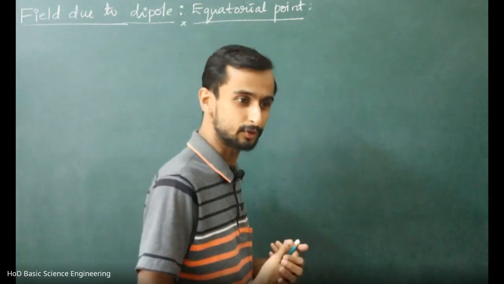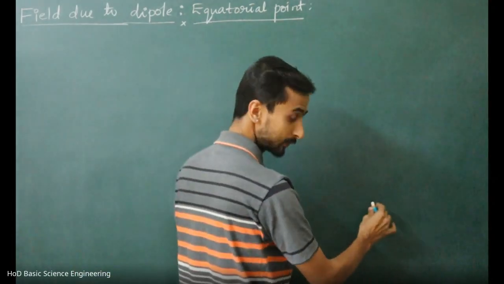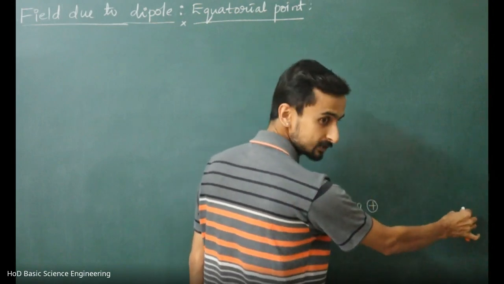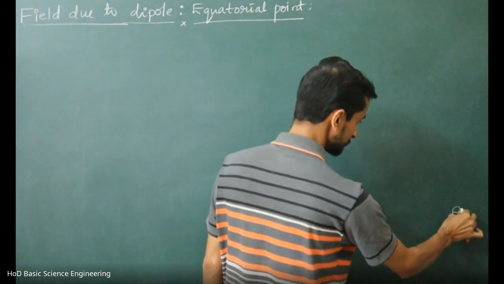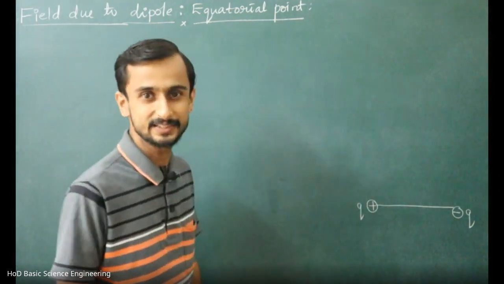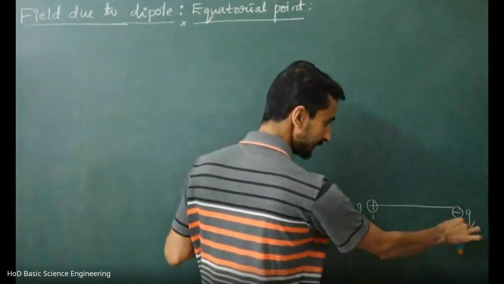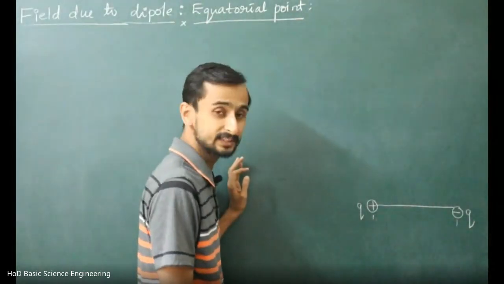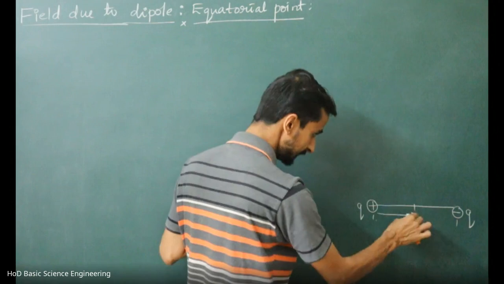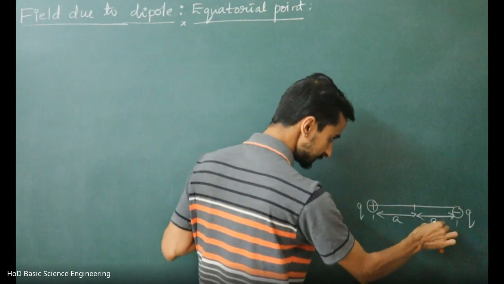For that, of course, we require an electric dipole. So let us consider an electric dipole. I'll take plus q here and minus q here. Hope it is visible. Two equal and opposite charges separated by certain distance. In general we take that distance as 2a. That means from the midpoint to one charge the distance is a, and from the midpoint to the other charge again the distance is a.